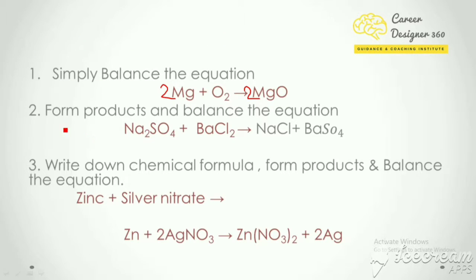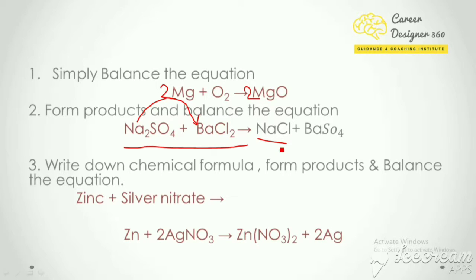The second type of question will be, you will be given the reactants and then you have to form the products, and further balance the equation. For example, the equation in the red part is your question. Sodium sulfate reacts with barium chloride to form so and so. So the product part won't be given to you and you have to form the products from your reactant side. This is a double displacement reaction where sodium will displace barium from barium chloride to form common salt, that is NaCl, and a product barium sulfate will also be formed.